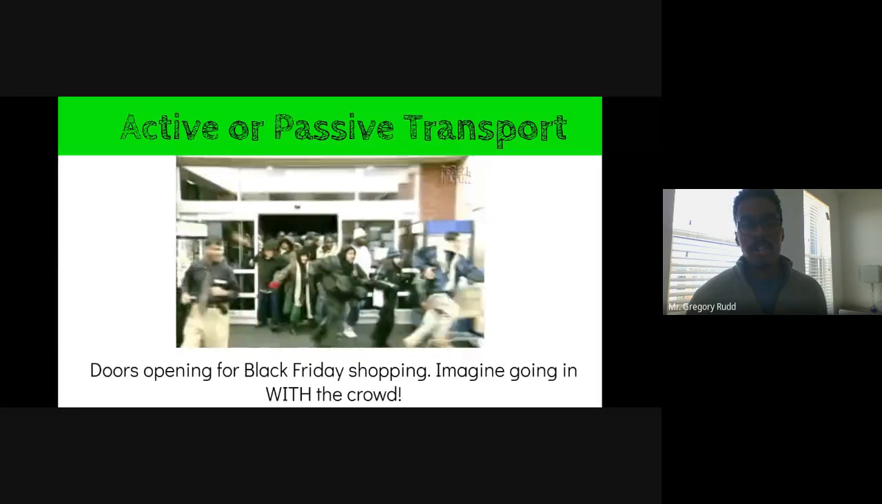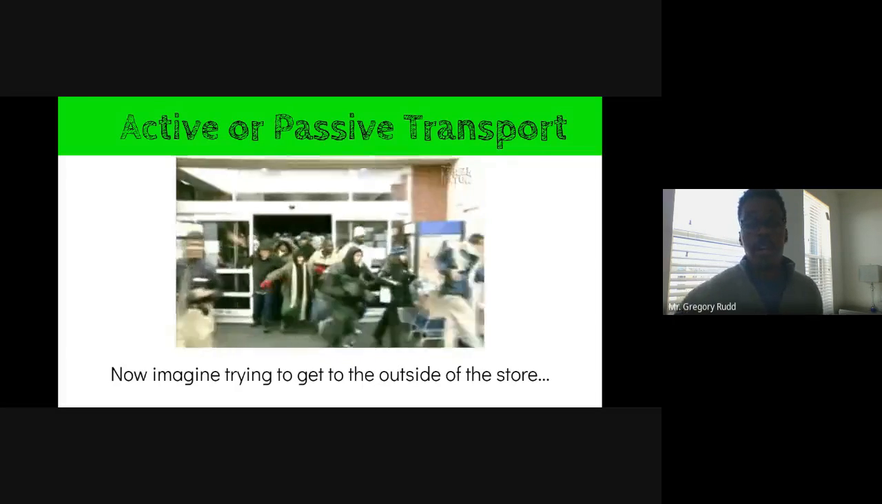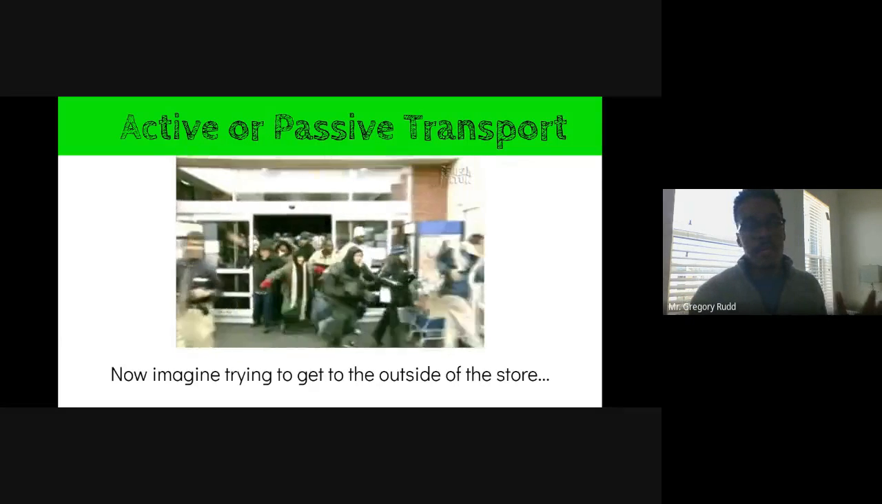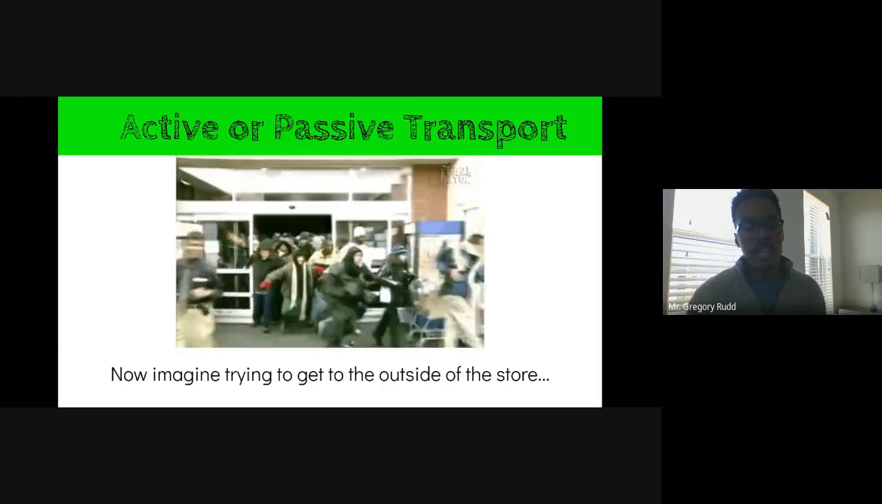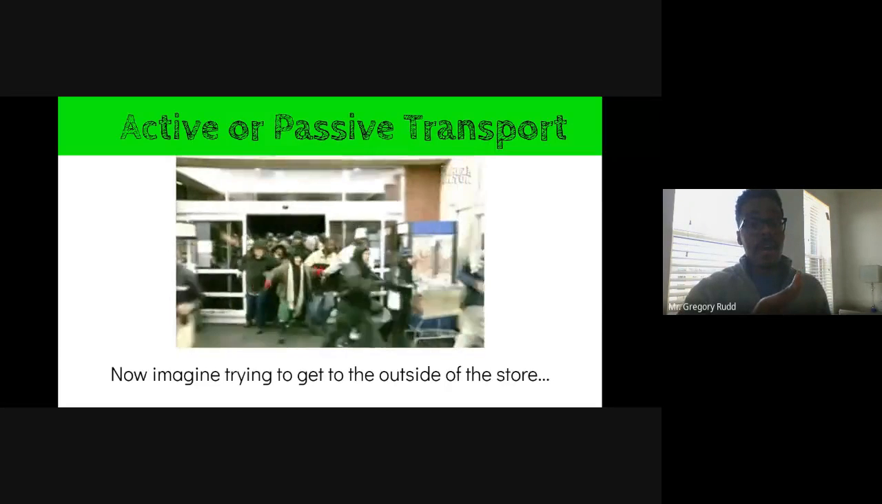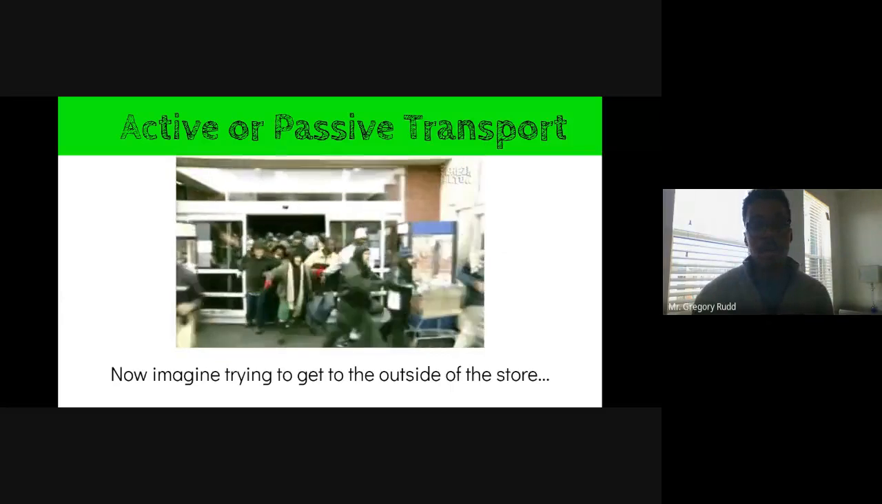But if you were to go the other way, let's say you were an employee trying to get to the outside, it's going to require a lot of energy to kind of dodge all these people. They're pushing and shoving past you. So you've got to push and shove past them. So active transport is kind of going against the gradient from a less crowded region to a more crowded region. It takes a lot of energy to do that.